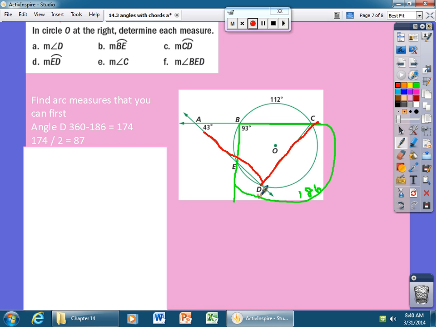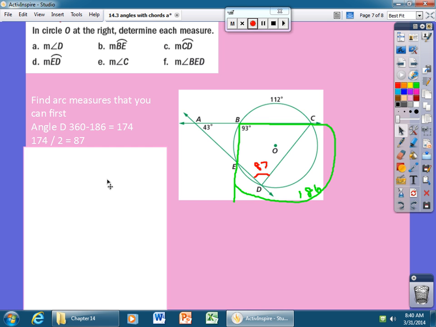Notice angle D intercepts the entire circle except for this 186 degrees. So what I did over here, I took the 360 and I subtracted the 186 that I wasn't using, and I got 174. Since it's an intercepted arc, I just take the 174 and divide it by 2. That gives me that this angle right here is 87 degrees. So that took care of the measure of angle D.